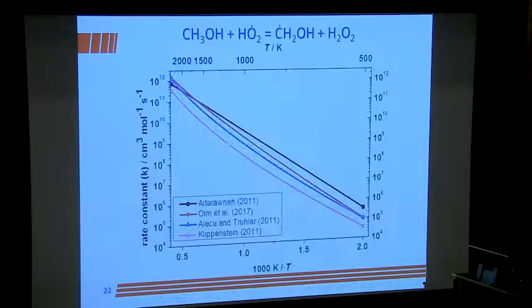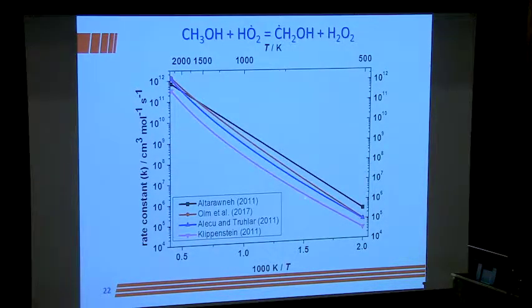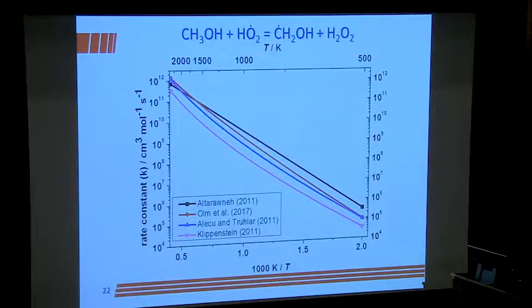But these are actually rate constant calculations, and rate constants used, versus inverse temperature given in the literature. So here's a high-level calculation performed by Stephen Klippenstein. This is a rate constant from Maleku and Trular. This is one calculated by Rane, I hope I'm pronouncing that correctly, in 2011.